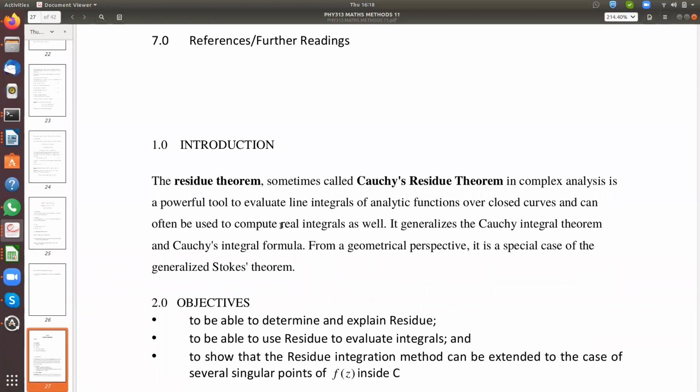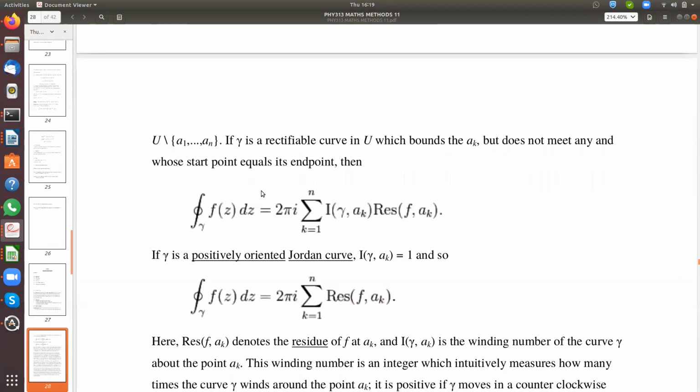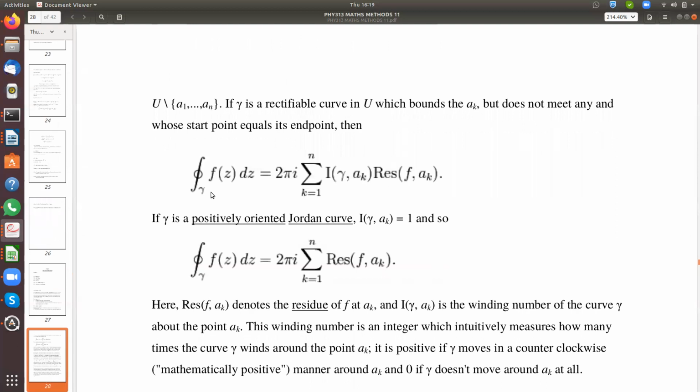From a geometrical perspective, it's a special case of the generalized Stokes theorem. So the basic thing behind this is that we use it to solve problems that have to do with curves and shapes. So now let's look at some of the theorem now. You say, suppose U is a simply connected open subset of the complex plane, and A1 to An are finitely many points on U, and f is a function which is defined and holomorphic on this. So you have the integral. If you see this type of sign, it is a closed integral because of the circle on the integral sign.